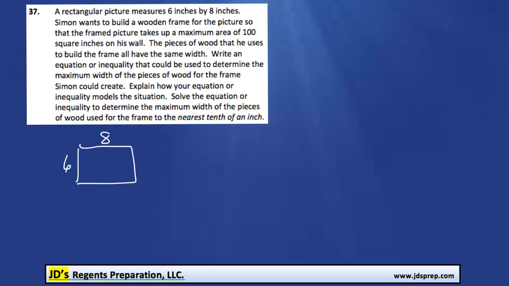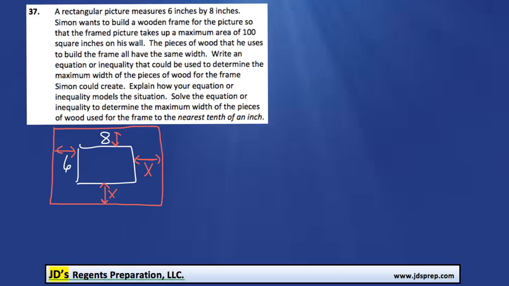We want to build a wooden frame so that the framed picture takes up a maximum area of 100 square inches. And the pieces of wood he uses to build the frame all have the same width. So we can try to visualize the frame coming outwards. They say that the wood being used all has the same width. So that means the distance from here to here is the same as the distance from here to here, and here to here, and here to here. And that's going to come in handy because that's our unknown variable. Let's call it x.